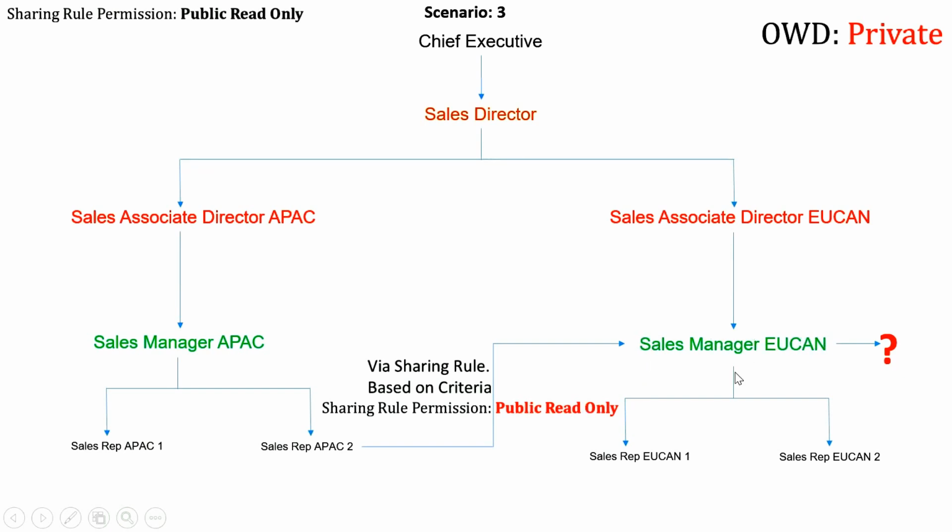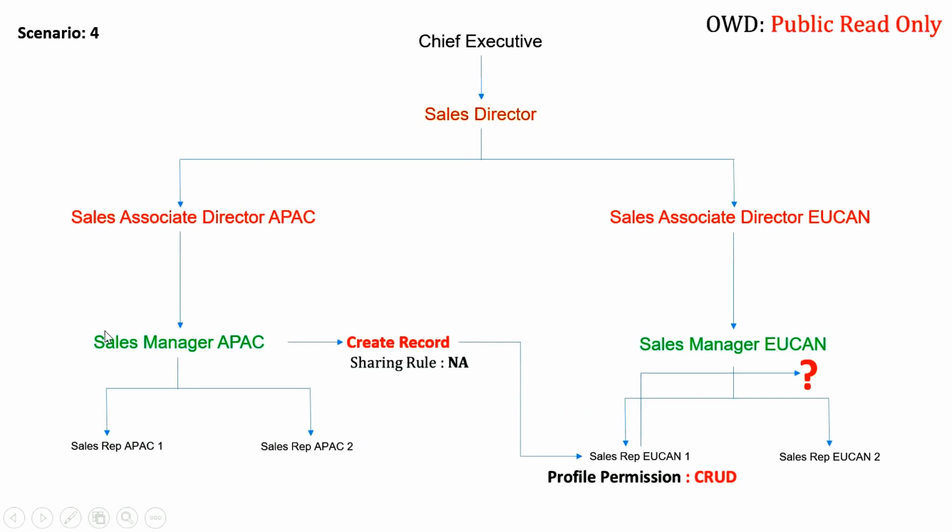Now this user has visibility to the record, so the manager will also be able to view the record, and based on the profile permission, will be able to edit or not. But if the sharing rule permission is read only, this user will not be able to edit the record as well, and these users are below the hierarchy, so they will not be able to access the record as well.